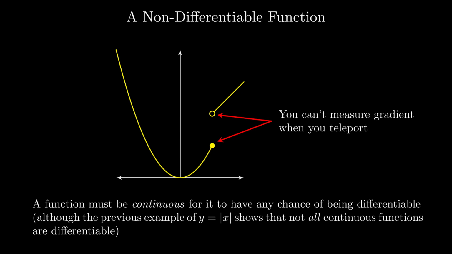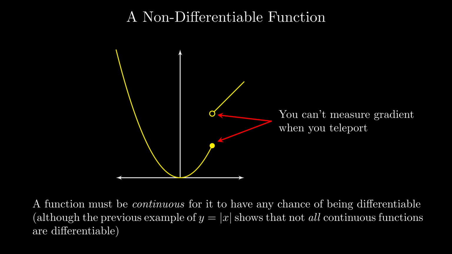My language is it must be continuous for it to have any chance of being differentiable. But it doesn't mean that any continuous function is automatically differentiable, unlike what your book says. So what we saw just then with the sharp corner on y equals absolute value of x shows that you can be continuous, but not differentiable.